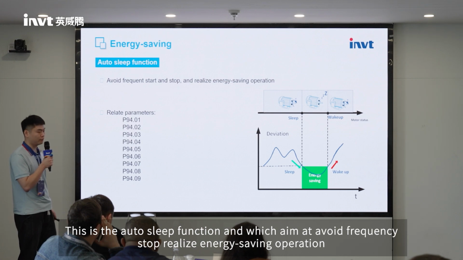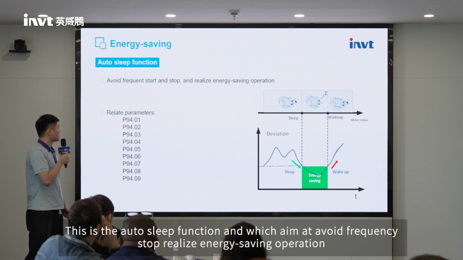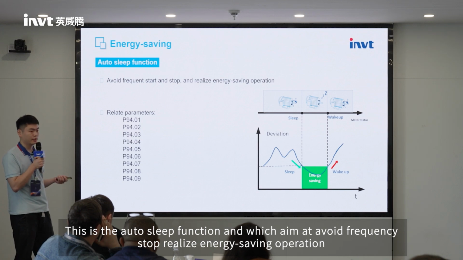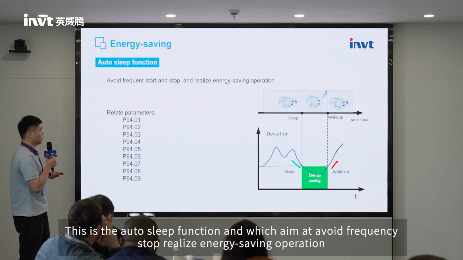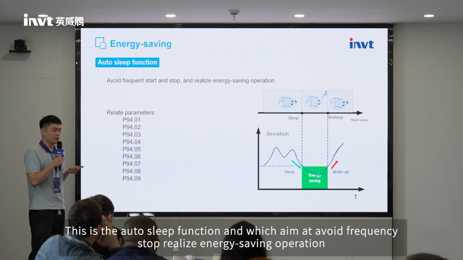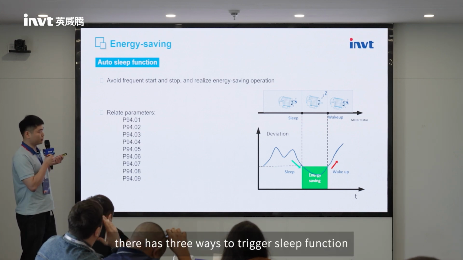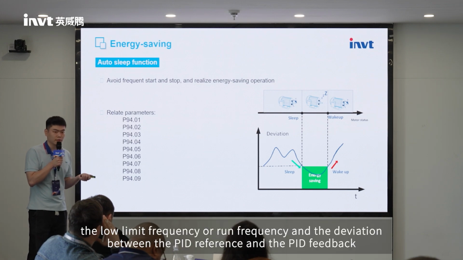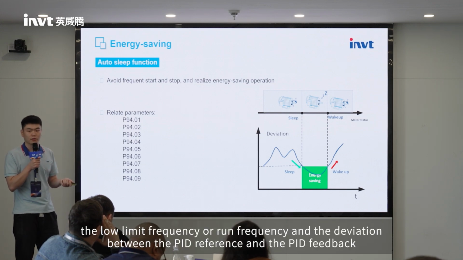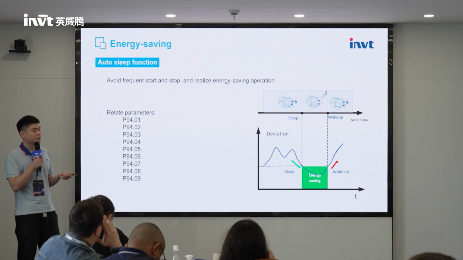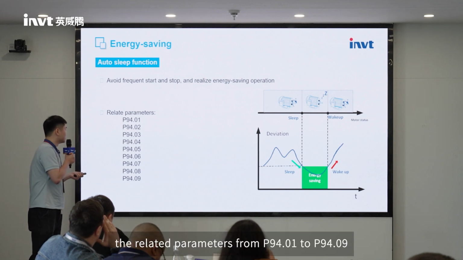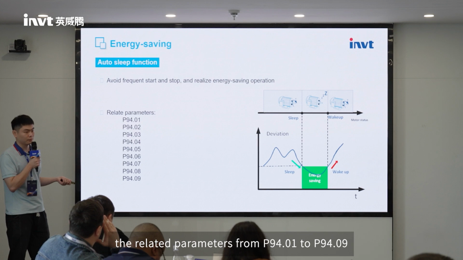That's the auto sleep function, which aims at avoiding frequency start and stop, to realize energy saving operation. There are 3 ways to trigger the sleep function: the low limit frequency or run frequency, and the deviation between the PID reference and the PID feedback. The related parameters are from P94.129.